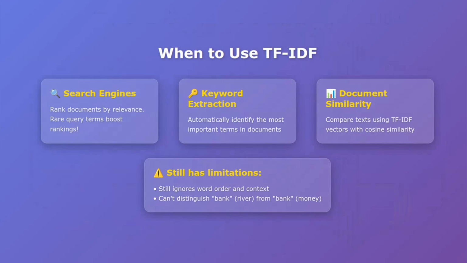But remember, TF-IDF still has similar limitations to bag of words. It still ignores word order and context. It can't understand that "bank near river" is different from "bank near money." That's where our third technique comes in.